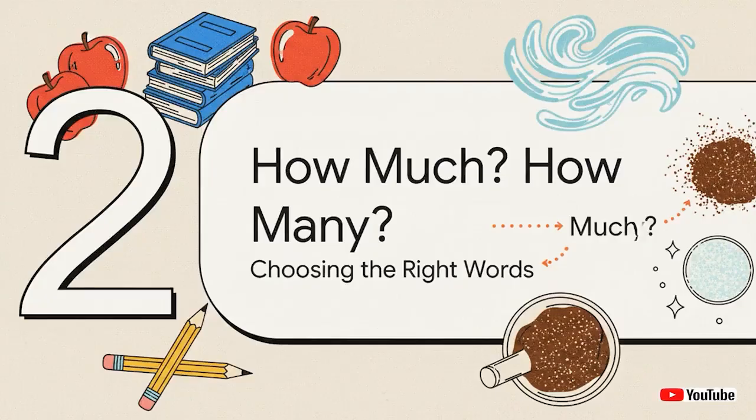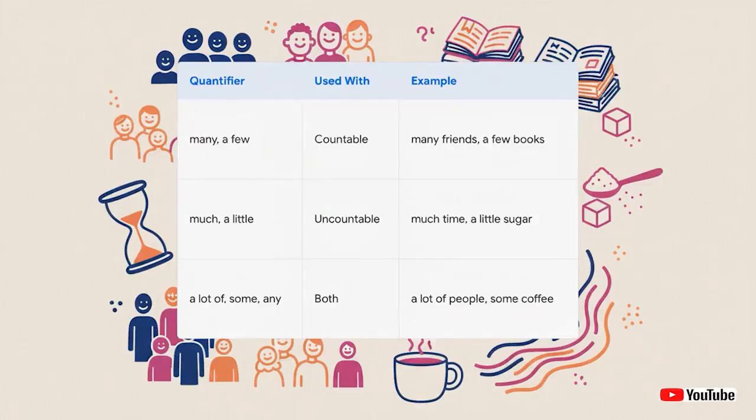All right, now that we get the basic difference, let's build our toolkit. We need the right words to go with these nouns. And choosing correctly between words like much and many, well, that's where you really start to sound natural. This guide makes it super simple. Many and a few are for your countable things. Much and a little are for the uncountable stuff.